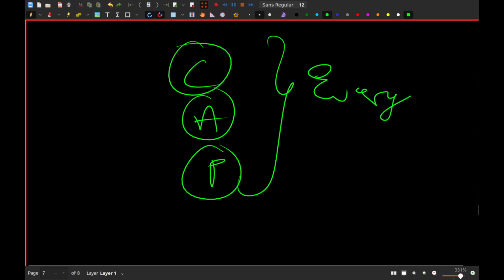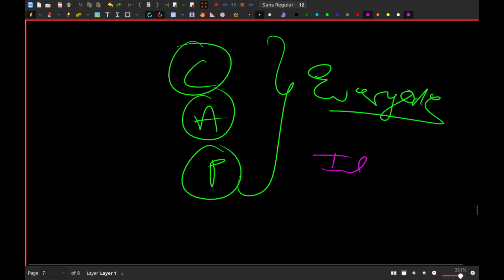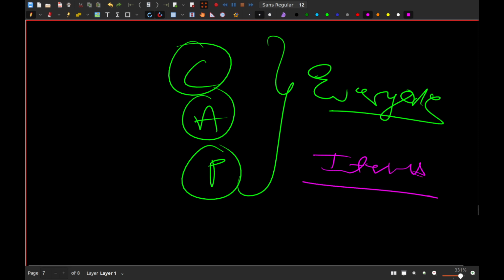Everyone can understand this theorem, those who are connected or using the internet, because the example that I have taken is a very common example, so everyone can understand.